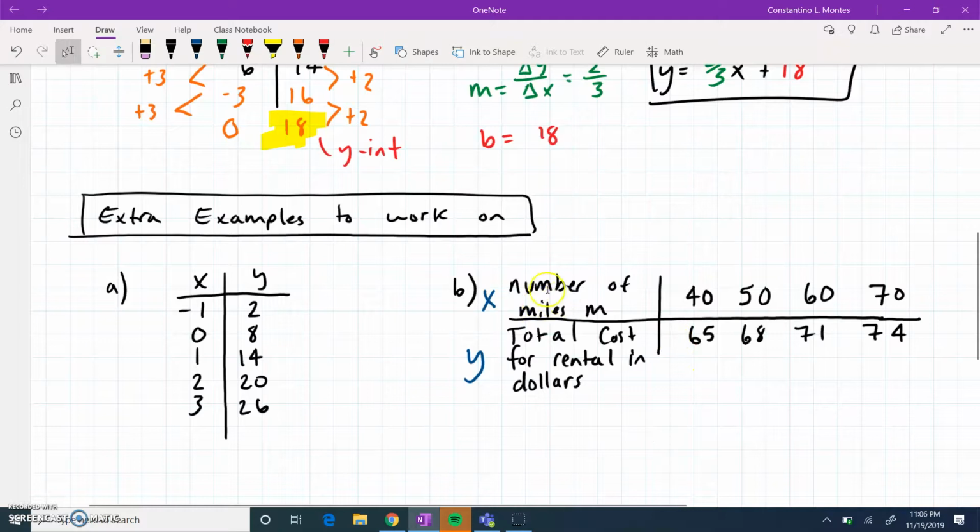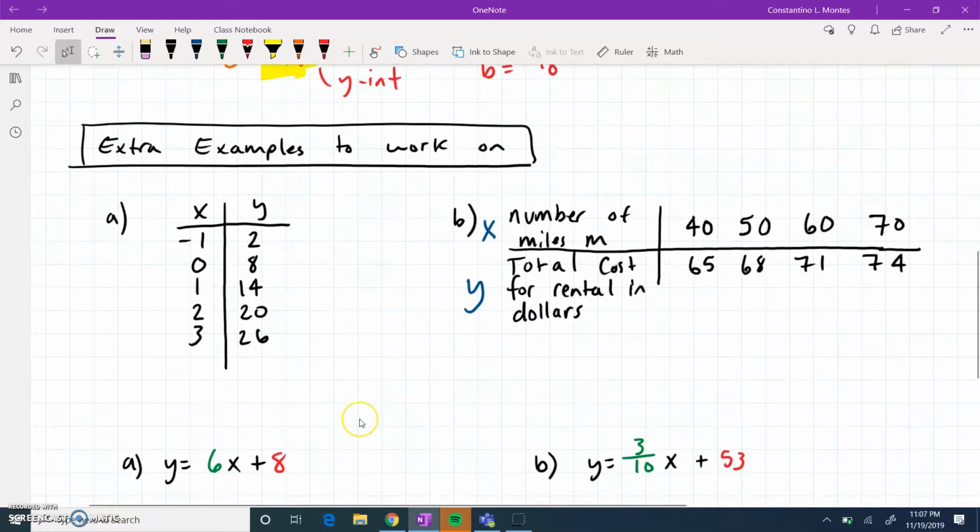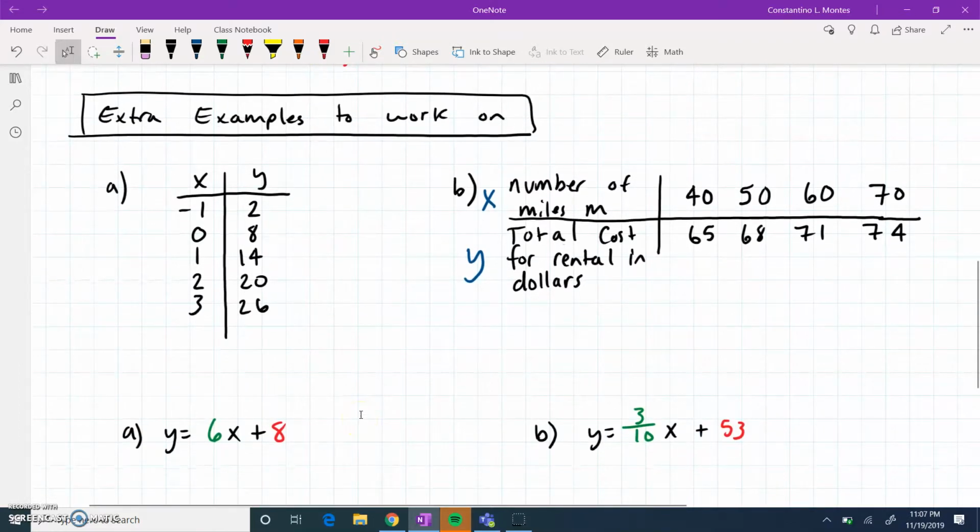So there's no need to confuse you guys or make you find them. Just know that whatever we put in the top row here, or in this first column, will be our independent variable, and the dependent variable will always be on the bottom row, or on this second column. All right, so I'm going to scroll down and give you guys the solutions to these.